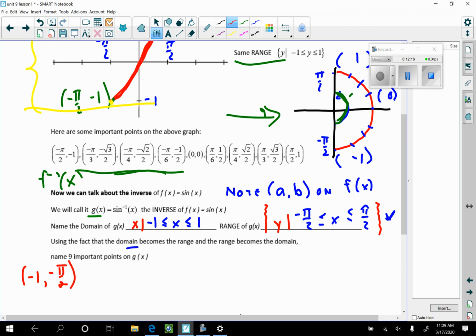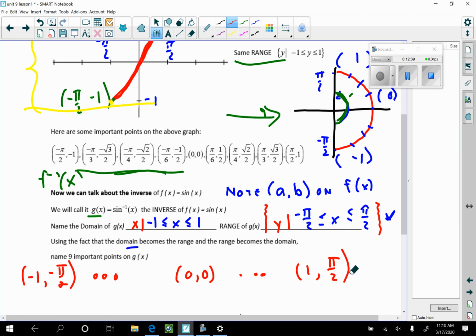And I'm going to go dot, dot, dot. If you want to write these inverse points, you go right ahead. I'll put that point in there: 0, 0. 0x becomes 0y, dot, dot, dot, and then dot, dot, dot. And then I'm going to go 1, comma, pi/2.